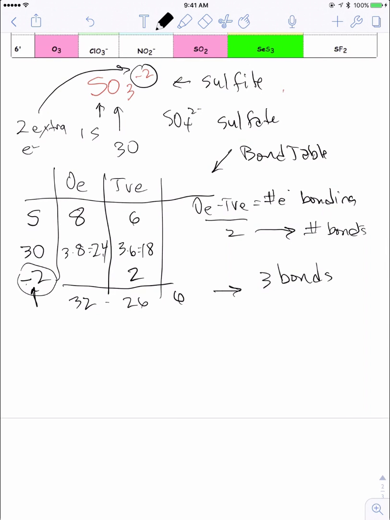So how do we draw this? Well, the first element is going to be your central atom, followed by flanking atoms. Now I can put the next oxygen up here, or I can put it down here. It doesn't really matter, but it flanks the central sulfur atom. Now I'm going to have 3 bonds. 1, 2, 3. Simple as that. Just draw a line.